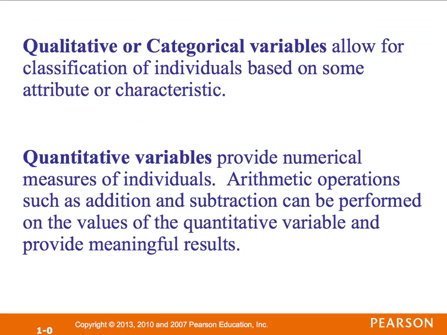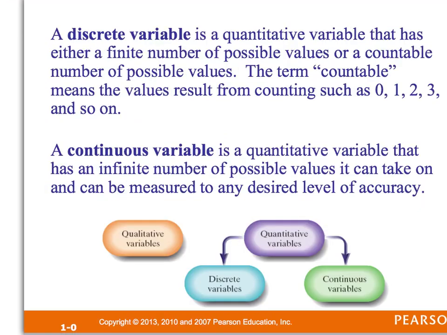Whereas something like a phone number is still qualitative because the numbers don't have numerical meaning. Even though numbers are used, it wouldn't mean anything to add two people's phone numbers together. So just because something uses a number doesn't mean that it's quantitative. You really want to be asking yourself, does it provide a numerical measure?